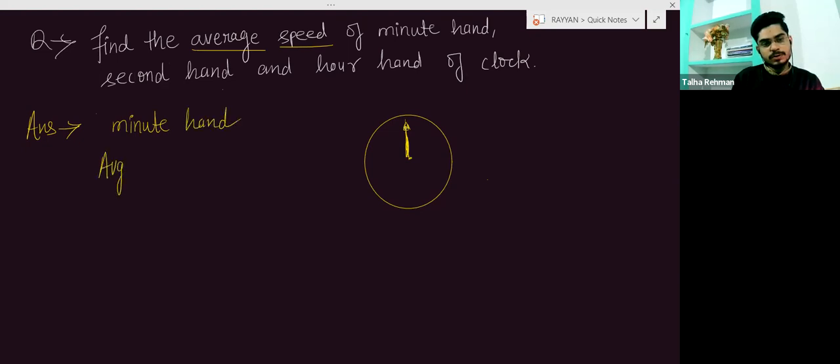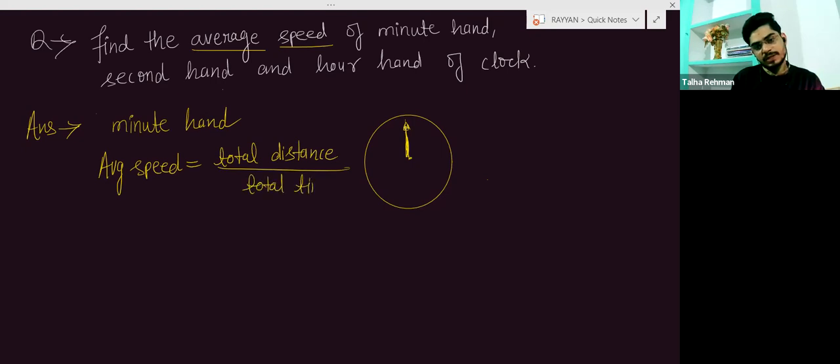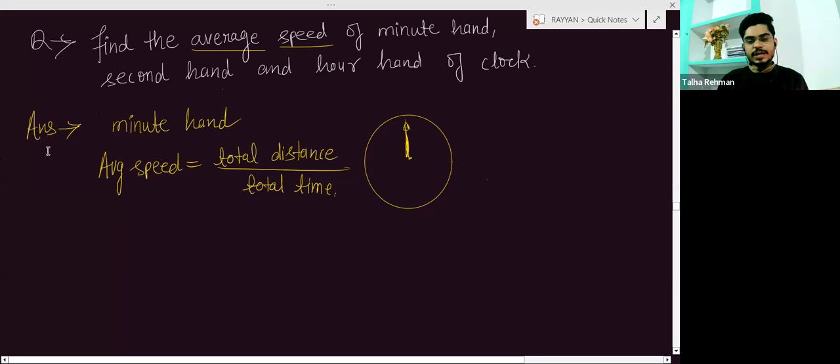Average speed will be the total distance covered by the minute hand divided by the total time in which the distance is covered. Now, can you tell me?